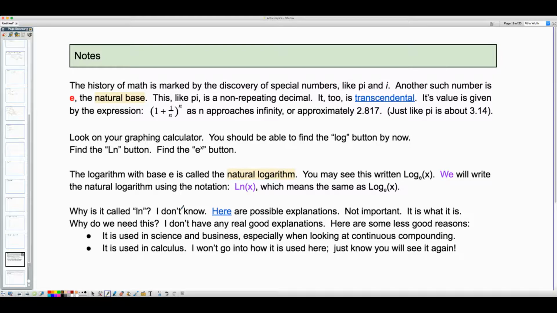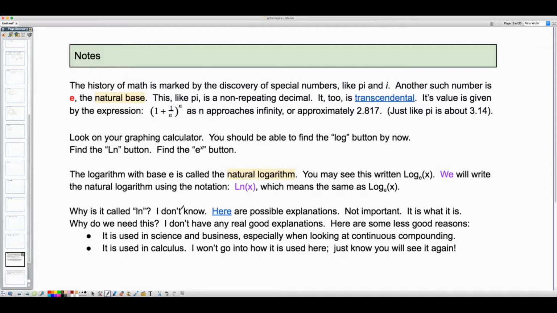It's a non-repeating decimal. It's transcendental. Transcendental numbers are numbers that you can't multiply by some other number to make a real number. Square root of 2 times the square root of 2 is equal to 2, so it is not transcendental. Pi is transcendental. e is transcendental. It's a value given by the expression 1 plus 1 over n, raised to the n power. As n goes towards infinity, this approaches 2.718, just like pi is 3.14159.